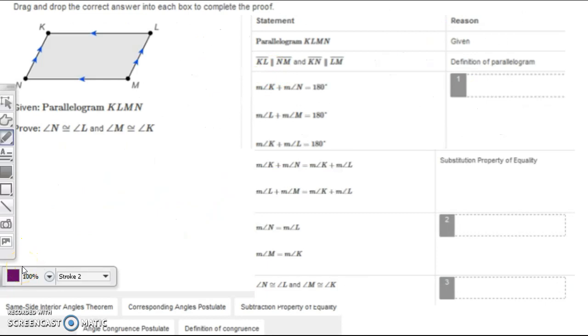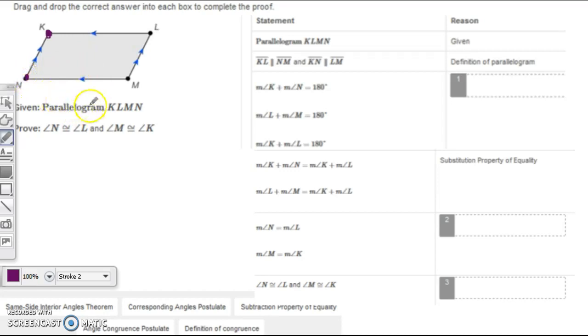All right, so this one is a proof. We are given that this is a parallelogram, and we're trying to prove angle N is congruent to angle L, and angle M is congruent to angle K. So in this step right here, we have K plus N equals 180. Let's look at that. K, I'm just going to mark it. This angle and this angle equals 180.